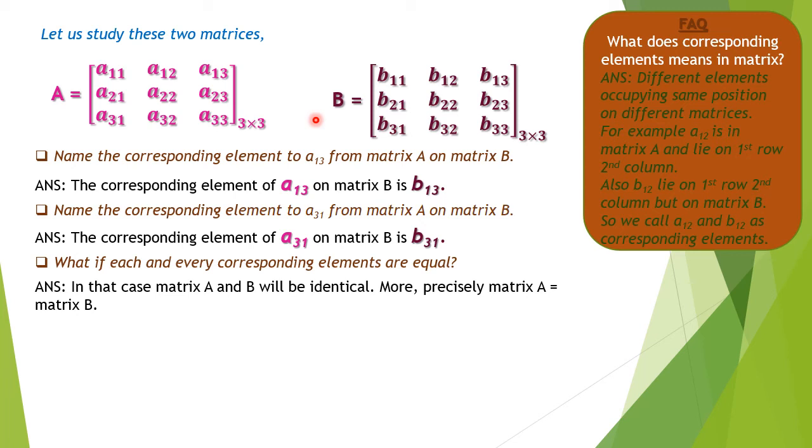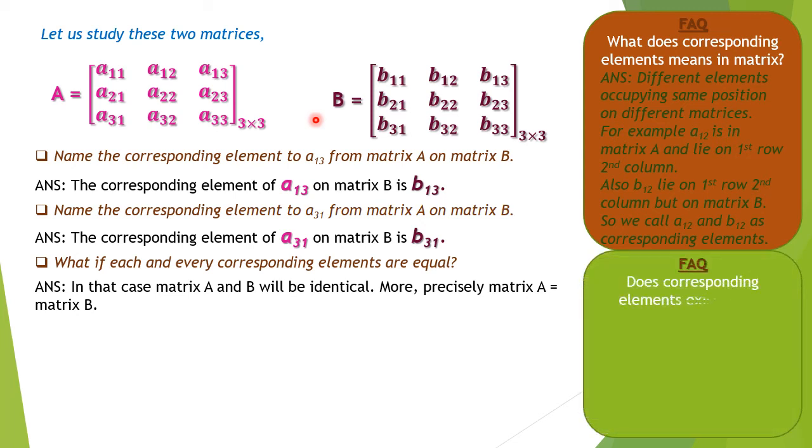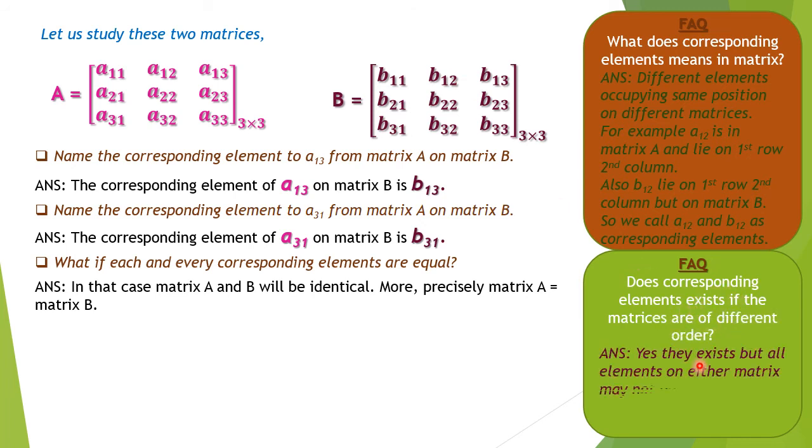Now the definition of equal matrix. First let's see another frequently asked question. Does a corresponding element exist if the matrices are of different order? Yes, corresponding elements do exist, but one thing we have to be clear about is that not each and every element has a corresponding element. Only a few elements will have corresponding elements.